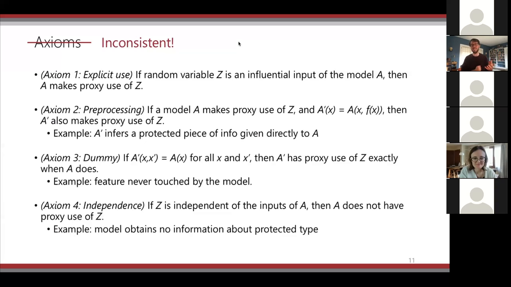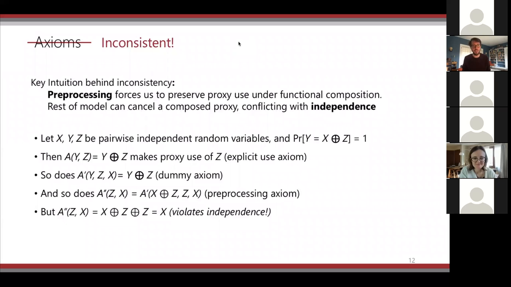And the second is the addition of insisting on independence, meaning proxy freedom. If what the program is computing can be expressed as a function that's independent of a function over a variable that's independent of z, then we don't want to call that proxy use. And that's exactly what led to the conflict in our counterexample here.